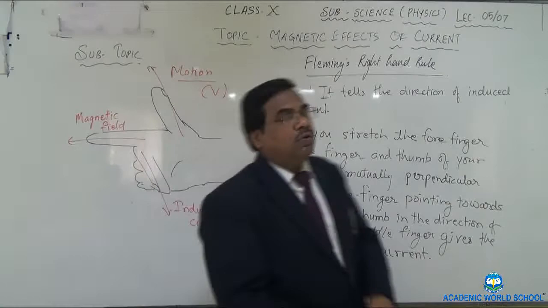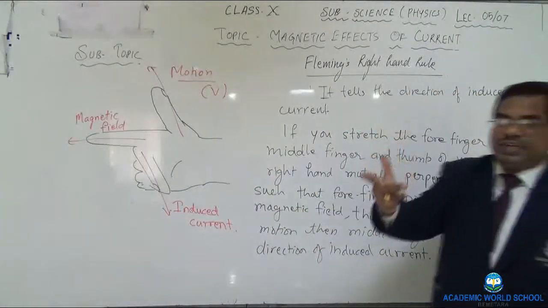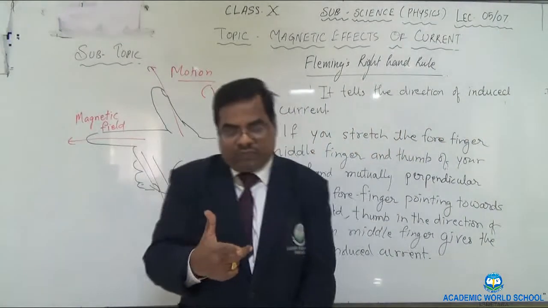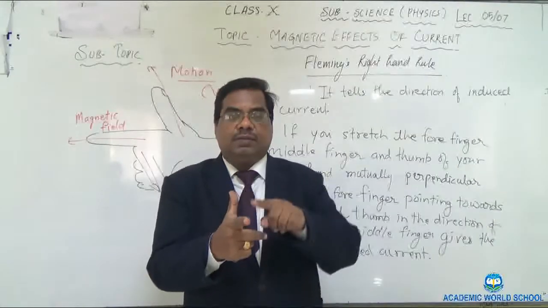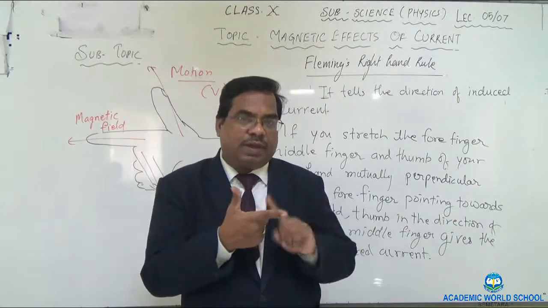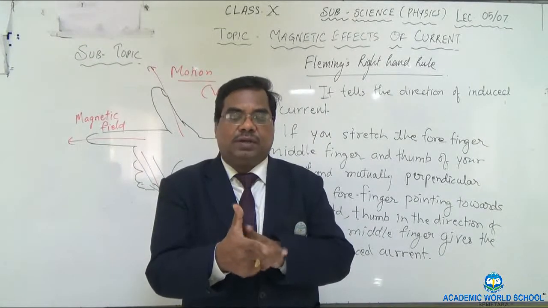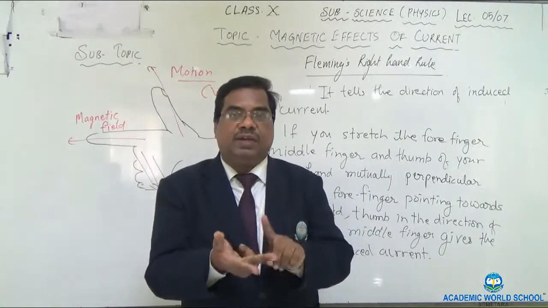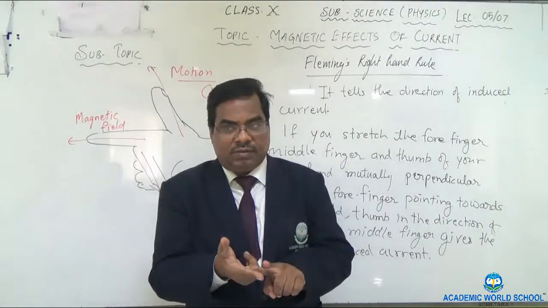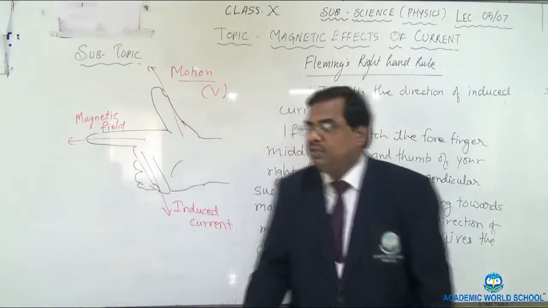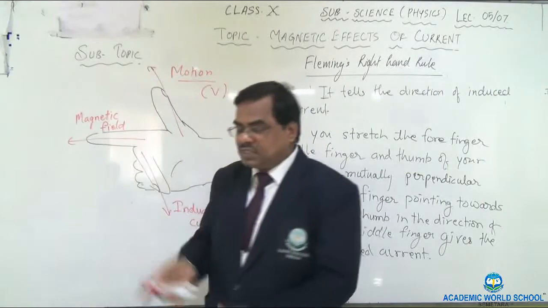Okay, so Fleming's right hand rule says if you stretch your forefinger, middle finger and thumb of your right hand such that forefinger is pointing towards magnetic field, thumb is towards the motion of the conductor, then middle finger will tell you the direction of the induced current in the conductor. I hope you have understood. This is the statement and this is the diagram for this.